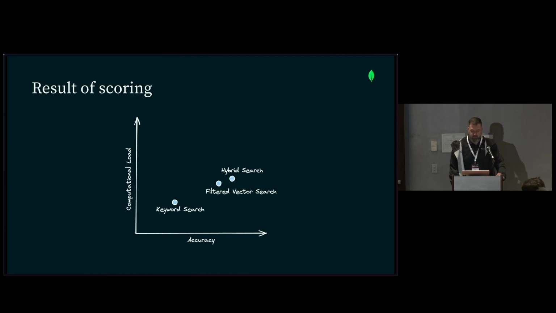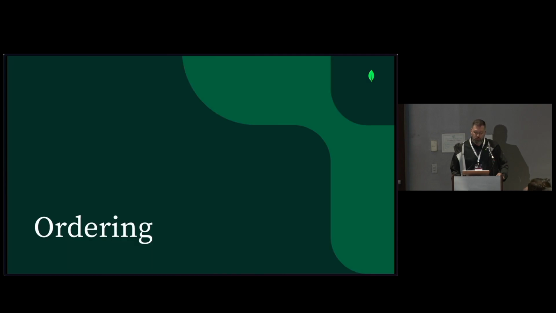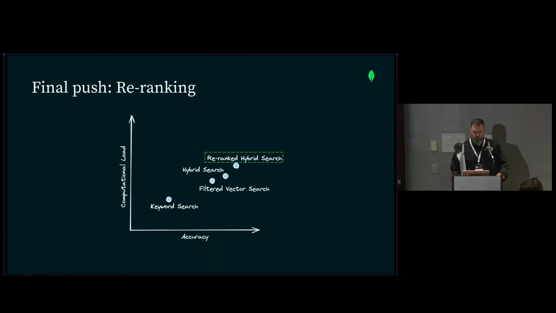So basically, hybrid search, again, we move to the right on the axis of accuracy, and a little bit more computational load because we're doing both lexical and vector search together. Now the last stage is ordering. Again, we want to make sure that we have the order with the most relevant at the top. Ordering is going to further improve the retrieval quality, but again, it's going to be another slight uptick in computational load. But again, this is okay because we want our RAG pipeline to be as accurate as possible.